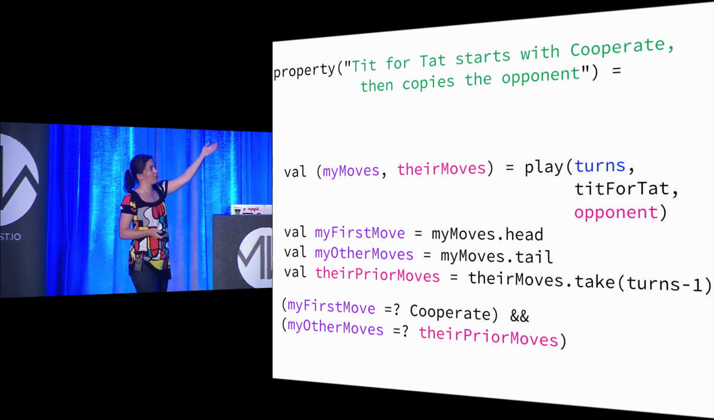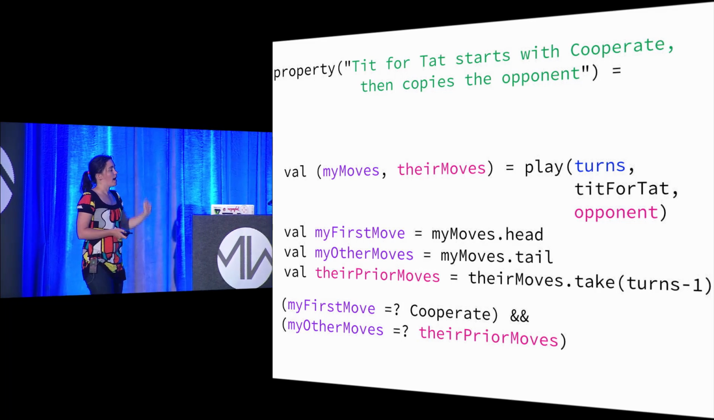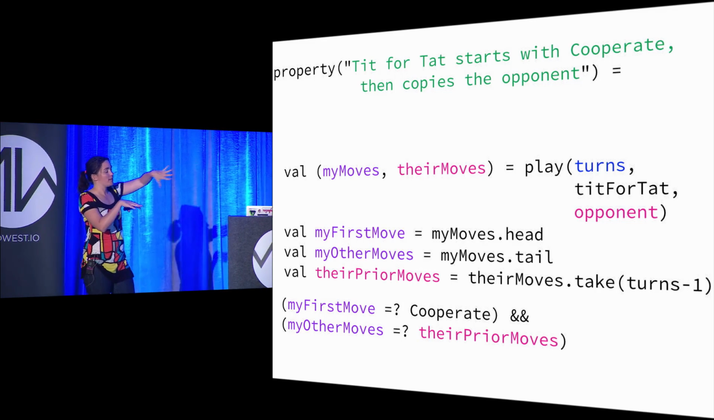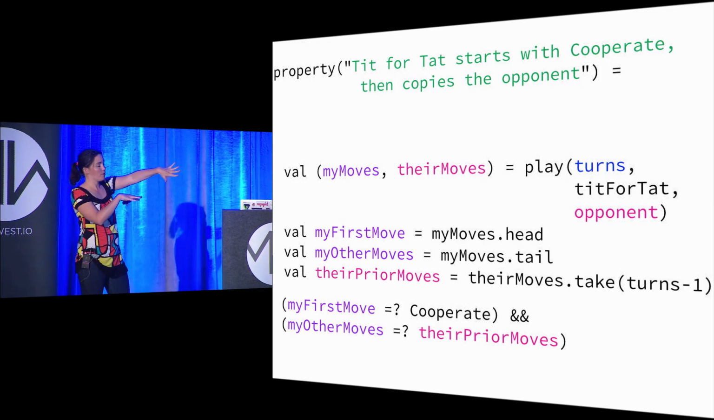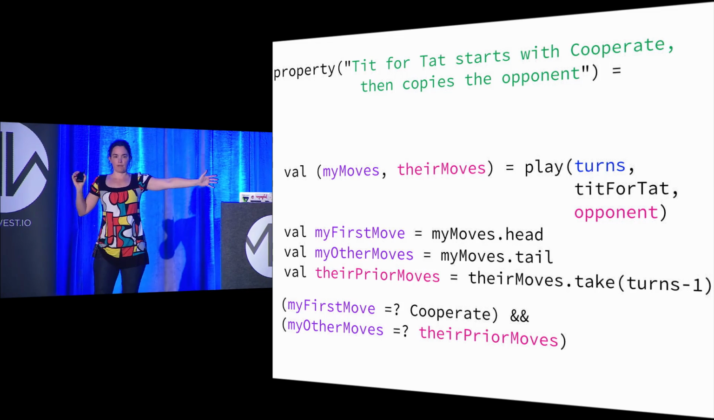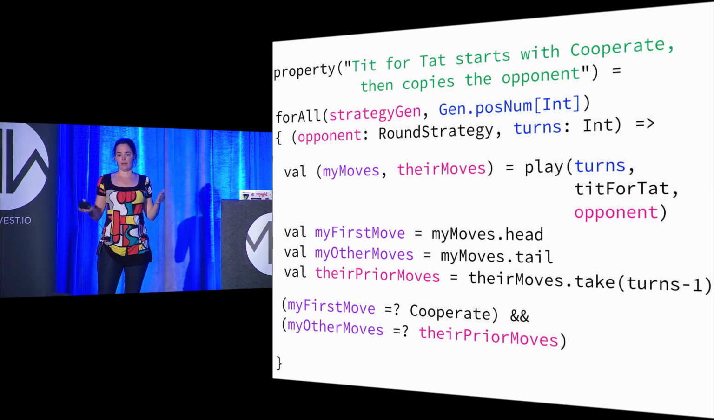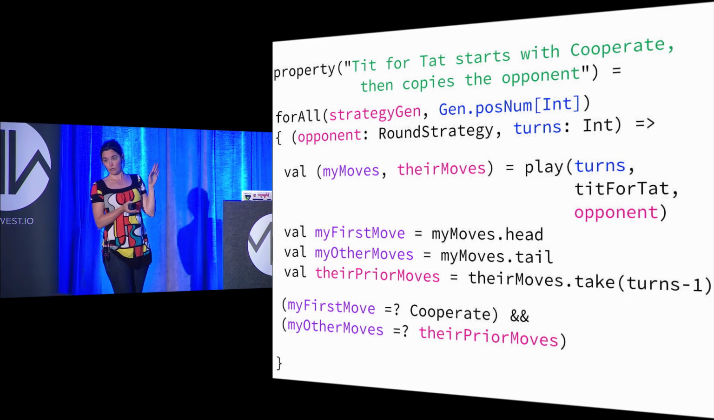I can fill that out. They play a game for an arbitrary number of turns against an arbitrary opponent. I can get my first move and all my subsequent moves, and then I can take the opponent's moves, time shifted by 1, and make sure they're identical. This is a complete specification of the tit for tat bird. Pop in a couple generators, and I'm done. This one was actually not hard to write.